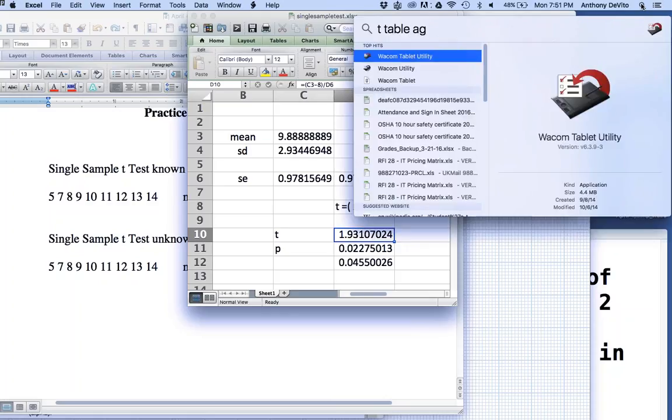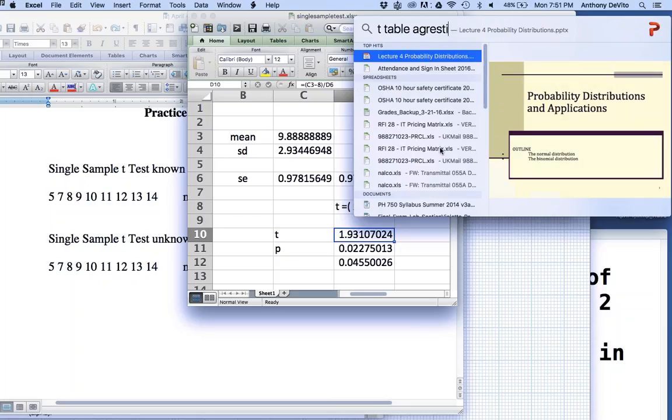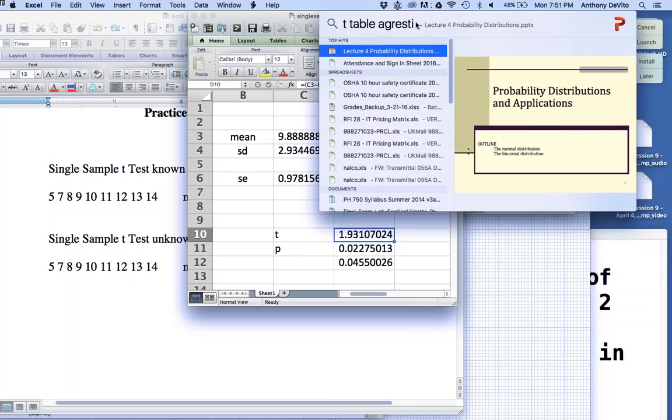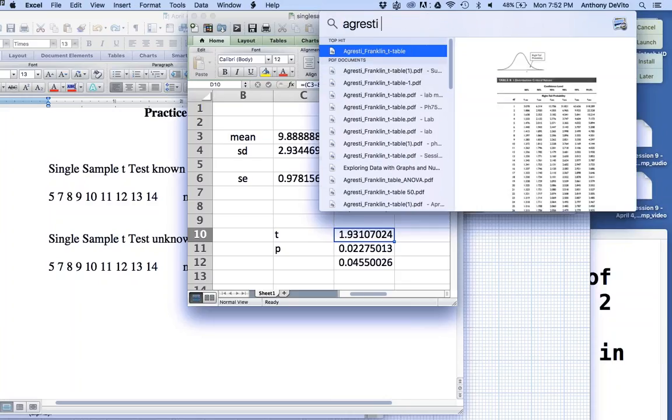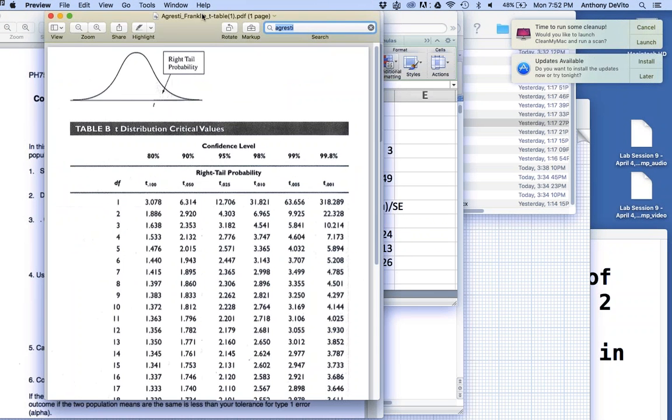T-table at Rusty. That's the one I have on here. Let me see if I can find it real quickly. Where'd it go? Maybe the other way around. Rusty. There it is. Okay, here's my t-table.